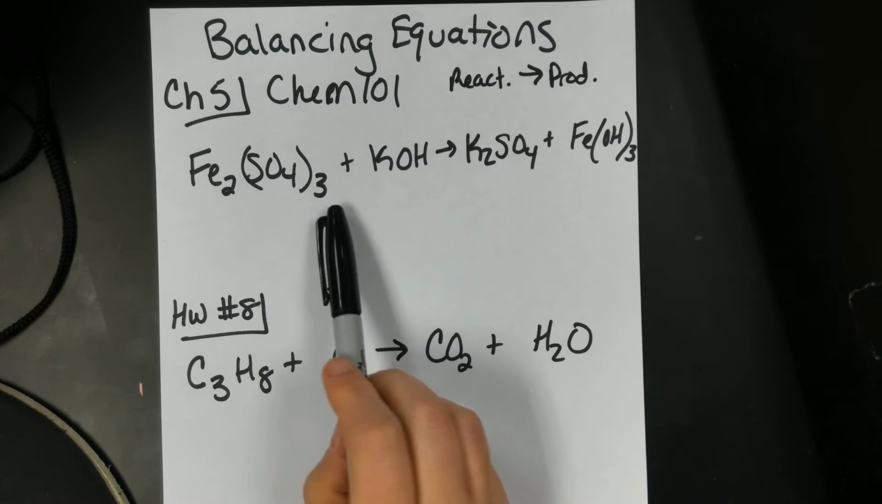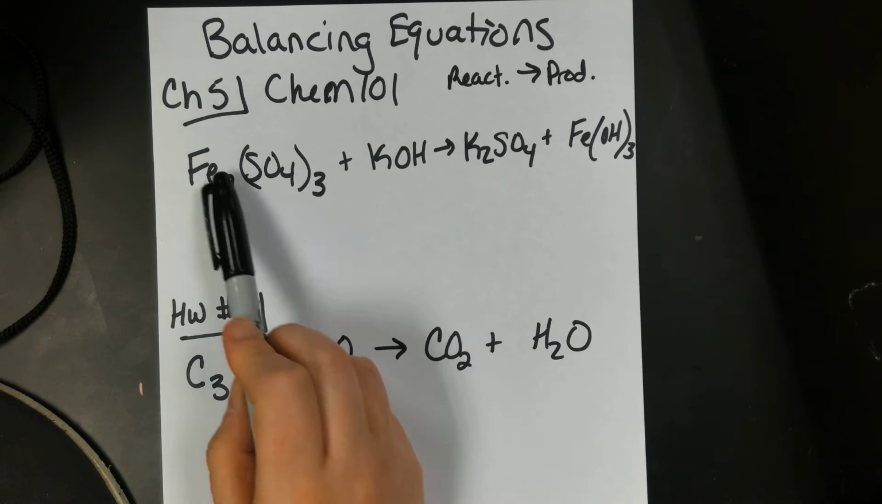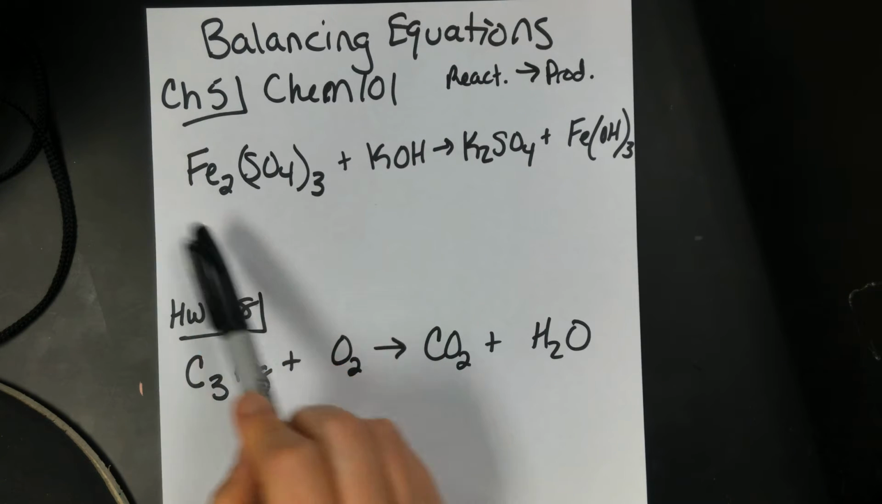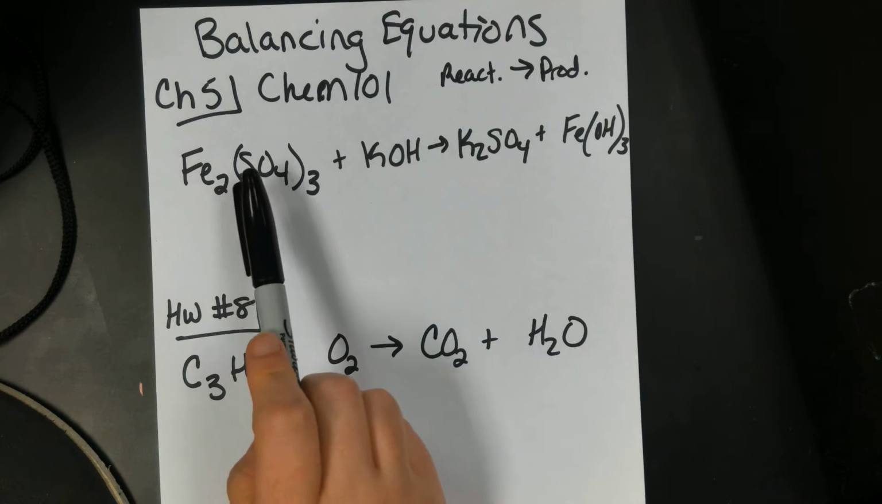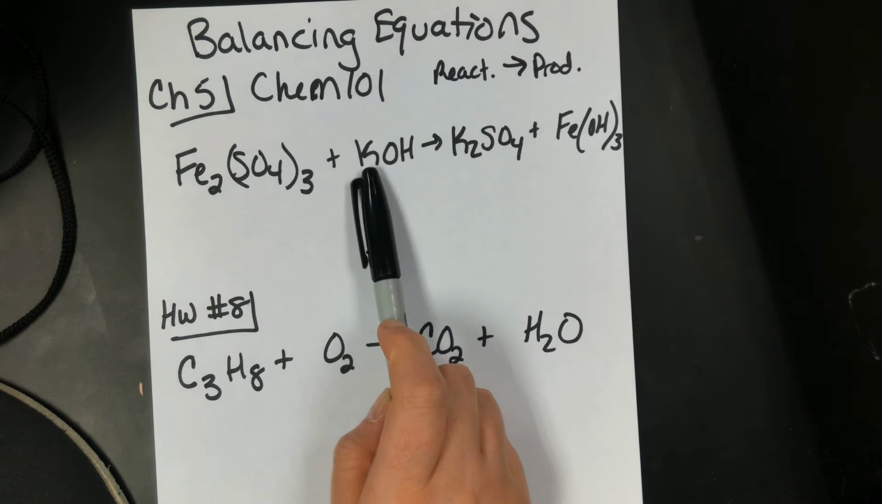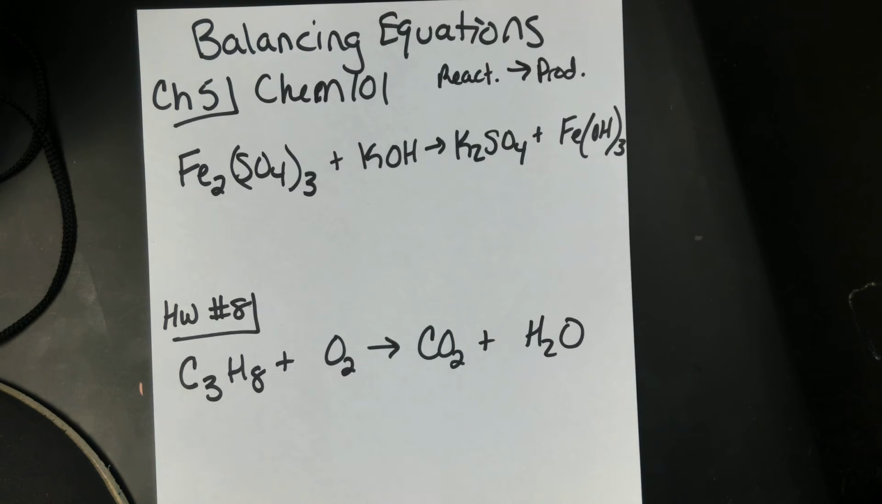And the things that are on the bottom here are called subscripts. So we're already familiar with that. And any number that goes in front, a full-size number, those are coefficients. So our goal here is to have the same number of, let's say, irons on the left as we have on the right, the same number of potassiums on the left as we do on the right. So that's our goal.